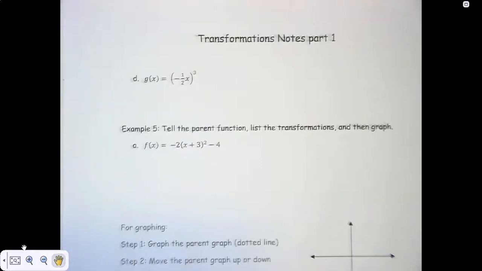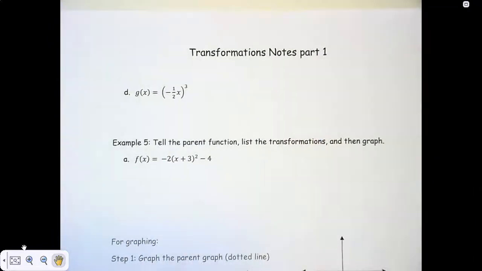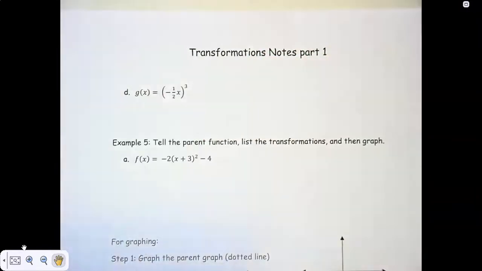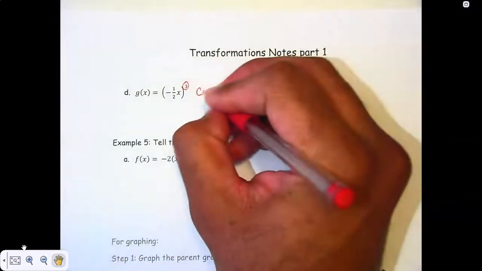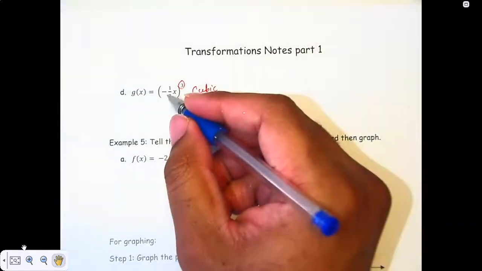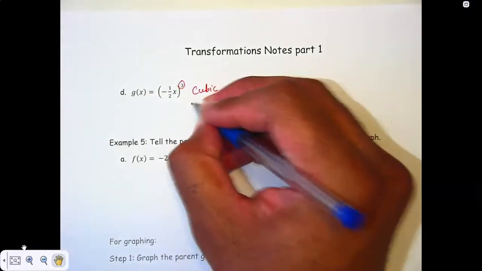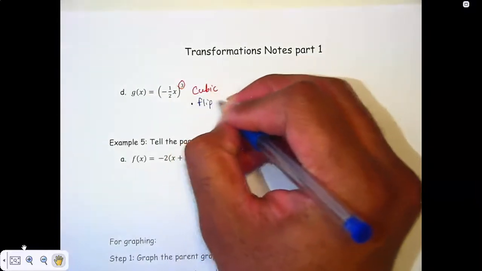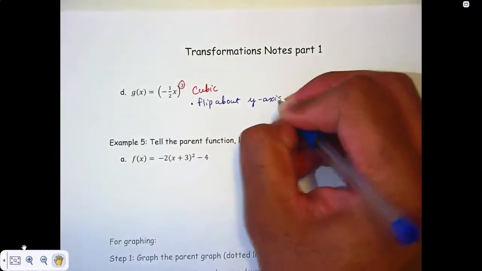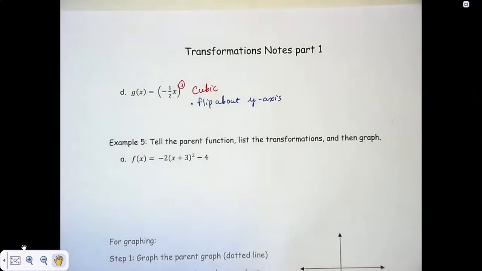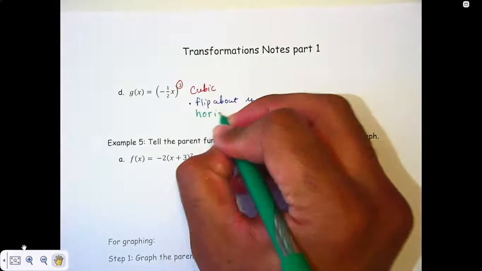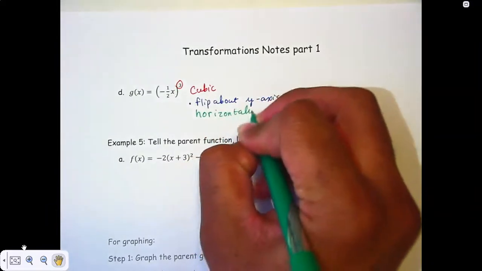All right, and then we have one last one here, and we're going to do example 5 in another video. But one last one here is going to be, again, cubic. It's a negative on the inside, so it flips about the y-axis. But then here it's 1/2 on the inside, so it's going to horizontally stretch.